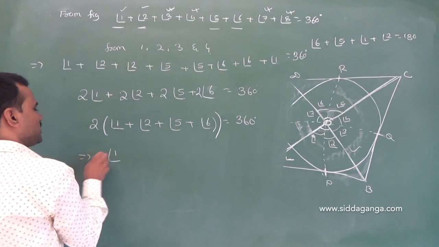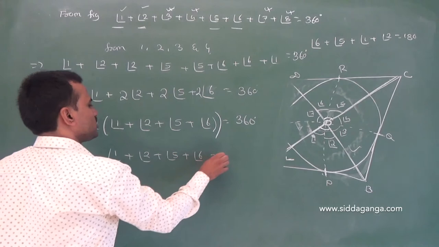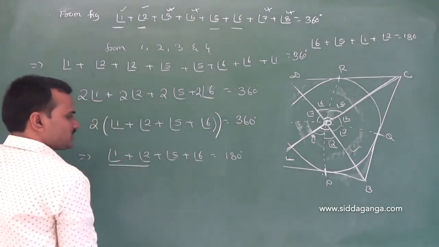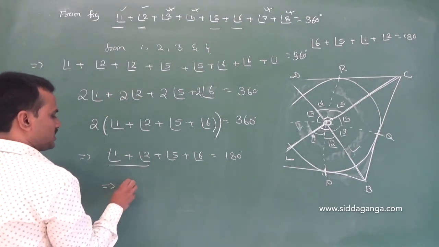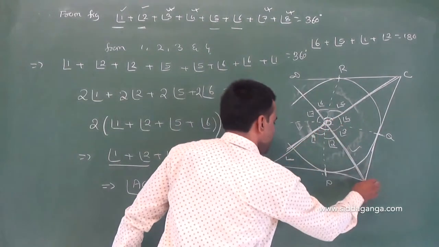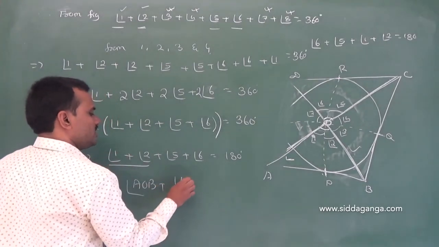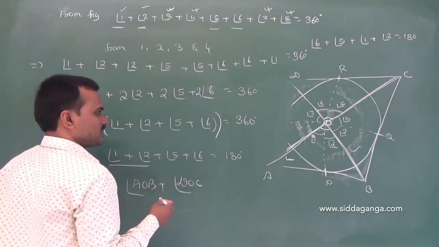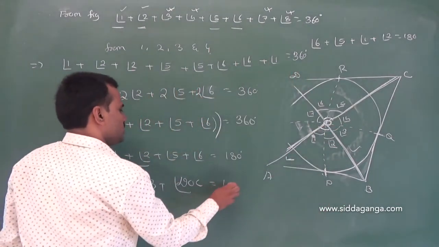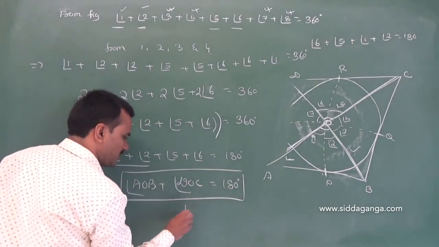That implies angle 1 plus angle 2 plus angle 5 plus angle 6 is equal to 360 divided by 2, is how much? 180 degree. Angle 1 plus angle 2 is nothing but angle AOB, this one, yes? AOB plus 5 plus 6 is nothing but angle DOC. These two are opposite angles. Yes, now with respect to the center O in a cyclic quadrilateral ABCD, the sum of these two angles is 180 degree. Hence, it is a supplementary angle.